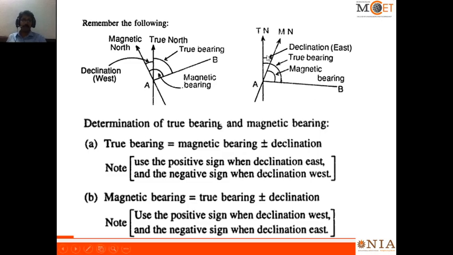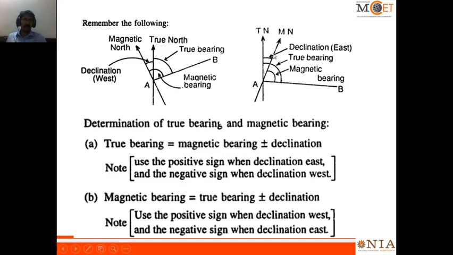Now you try to remember these two pictures, right? From this picture we will move on to this picture. If this is the true north and this is the magnetic north, the difference between these two is called the magnetic declination. In the previous slide we saw the definition for this magnetic declination. So if there is a line AB, if the bearing is measured from the true north, it is called the true bearing, and if it is measured from the magnetic north, it is called the magnetic bearing.